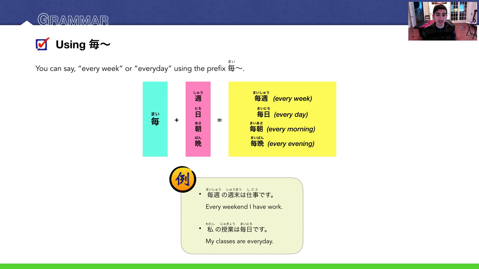Examples. Every weekend, I have work. 毎週の週末は仕事です。And then, my classes are every day. 私の授業は毎日です。Every day. That's hard. Tough break, buddy.